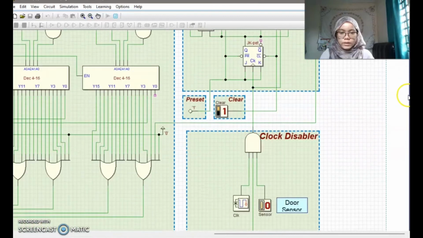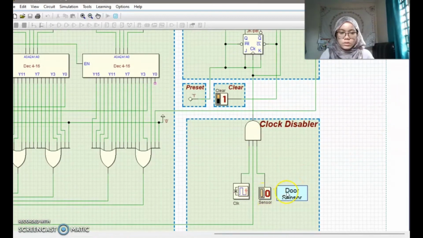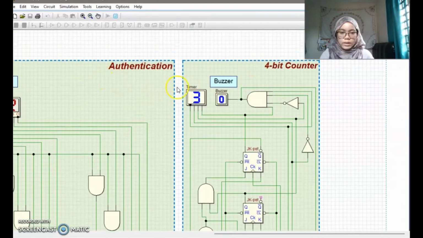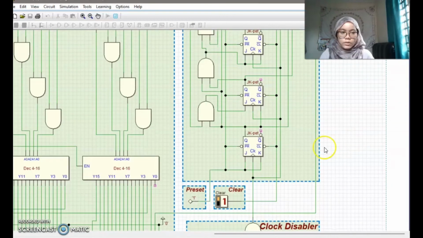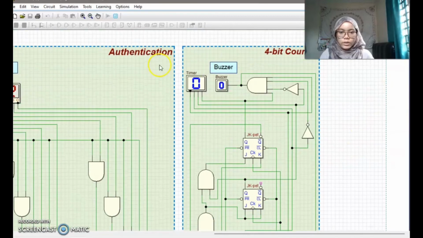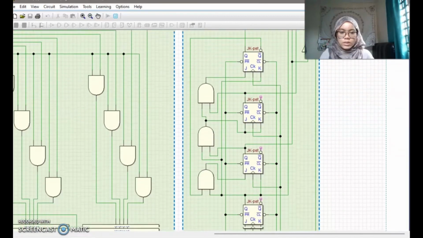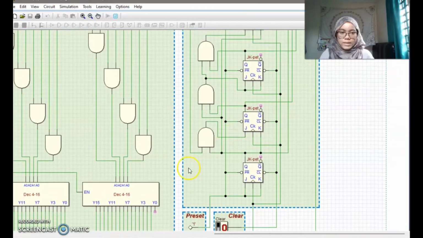So for example, I'm going to activate this, and then the timer is at 3 seconds, right? And then if I toggle this clear switch to 0, the timer will go to 0 again. So this clear switch resets the timer to 0.